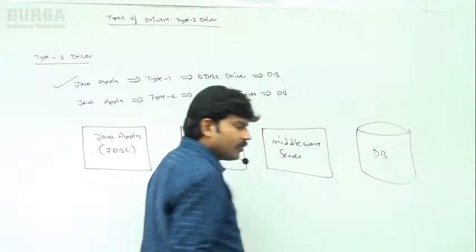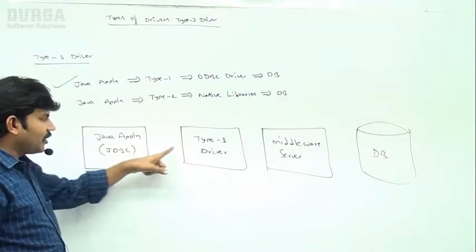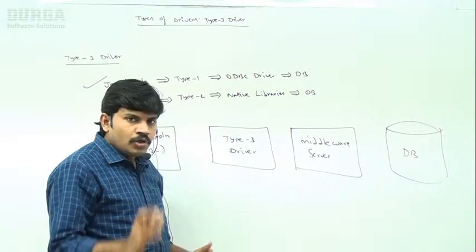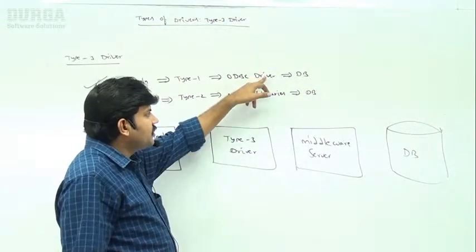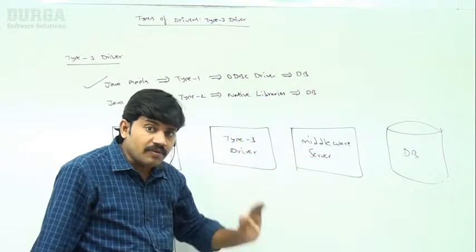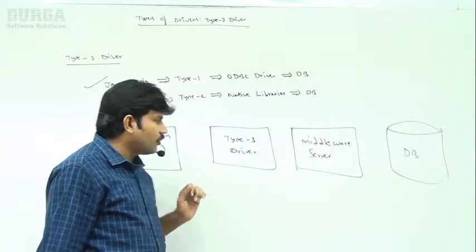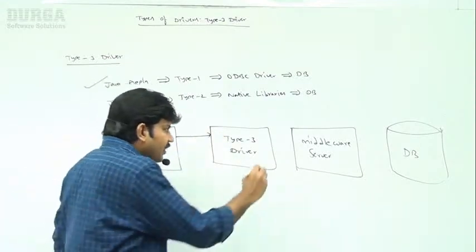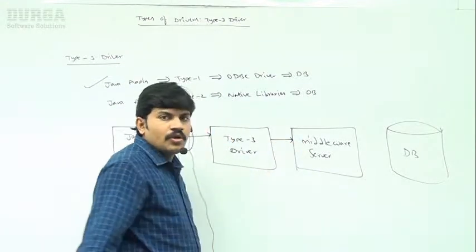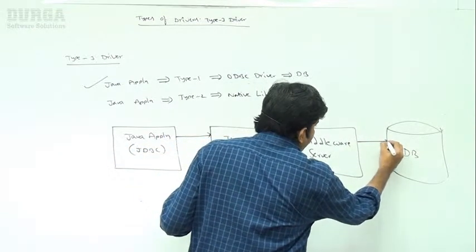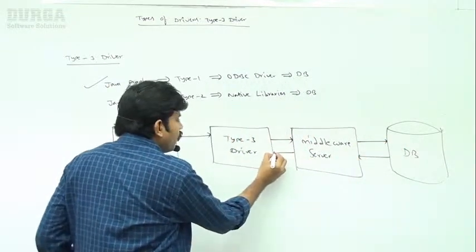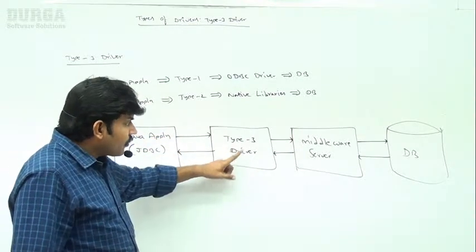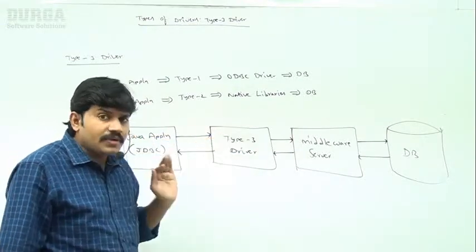So the architecture of the type 3 driver is almost the same as type 1 or type 2. The only difference is that the ODBC driver or native libraries part is replaced with a middleware server. Okay, sir, the Java application communicates with the type 3 driver. The type 3 driver communicates with the middleware server. The middleware server communicates with the database. Now the results will go back in the same style. Clear, right?